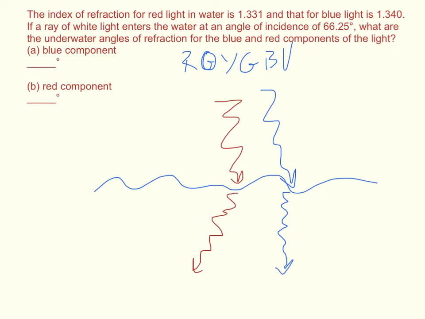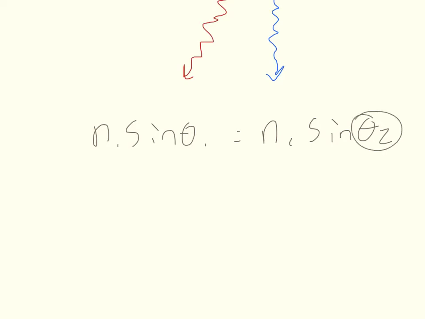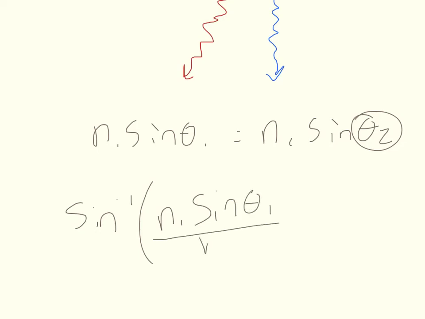So we can figure this out if we use Snell's law, and we'll say that N1 sine theta 1 is equal to N2 sine theta 2. Now we're trying to figure out the angle of refraction. So if I have an angle of refraction theta 2, what is that? So I'm going to isolate theta 2. So I'll take the inverse sine of N1 times the sine of theta 1 over N2 equals theta 2.